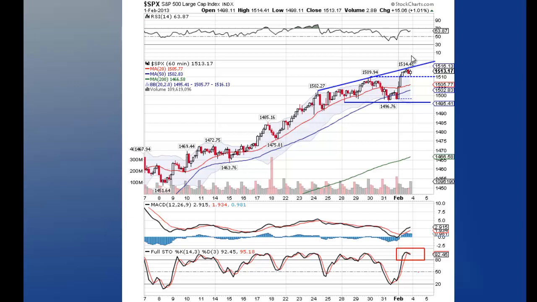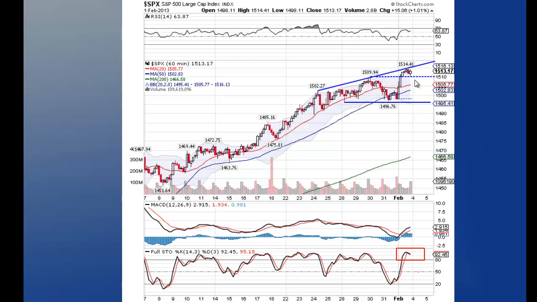A candle close above this level could possibly indicate higher prices to come, but I would like to see a full candle closing here. And in that case, we are expecting those 1516s, 1523, 1550s as resistance levels.